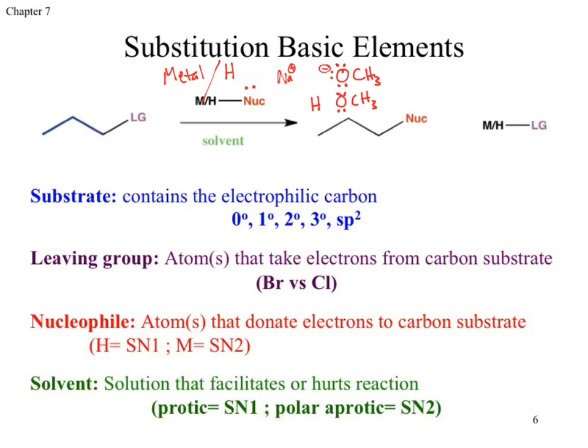Your substrate, I did try and color code this, it may not be obvious. Your substrate is in blue. That's going to contain the electrophilic carbon, so our reactive carbon. So this whole piece is your substrate. You'll notice that on the reactant side, our substrate also contains the leaving group. And on the product side, our substrate contains the nucleophile, or has the nucleophile attached to it. So what we're really concerned about with our substrate is our electrophilic carbon. Whatever piece has that electrophilic carbon is our substrate.